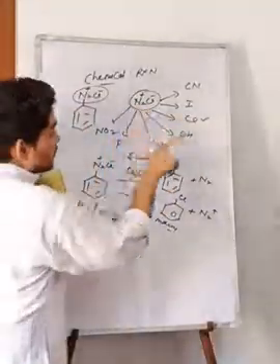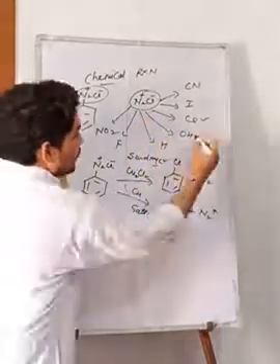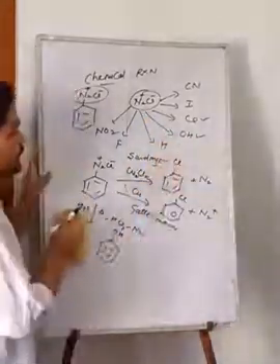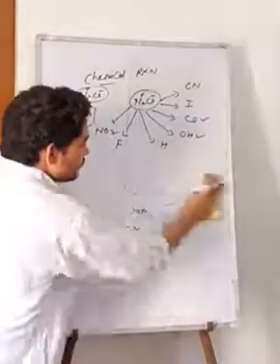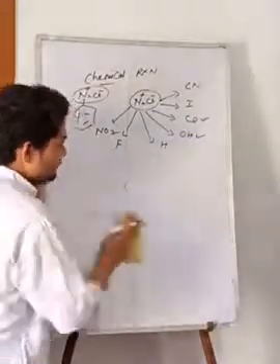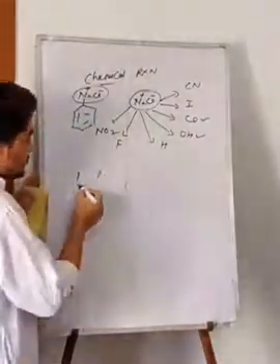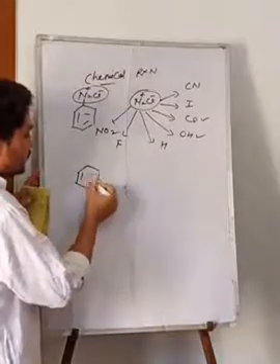This diazo group is converted into OH. There is the formation of phenol. There are two reactions.